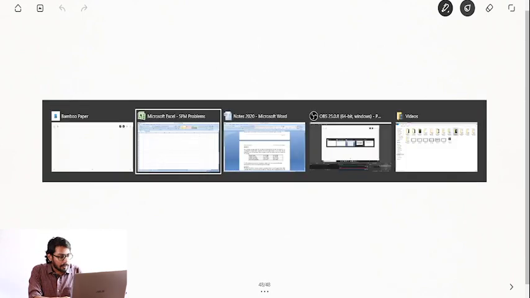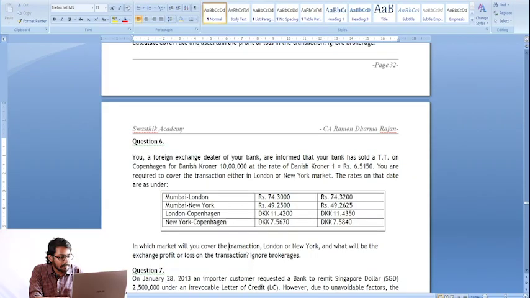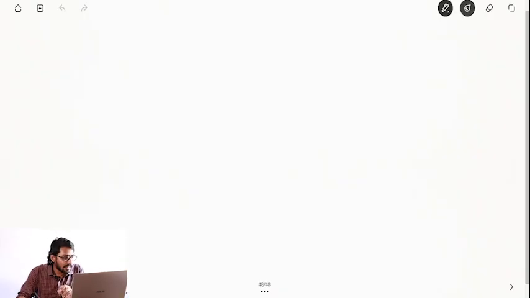So what is the first part of the question? In which market will you cover the transaction? What is cover, by the way? Your foreign exchange has sold a TT. You have sold a spot, so cover means to buy. Where will you cover? Wherever it is cheaper, you will cover. So let us find out the cover rate.